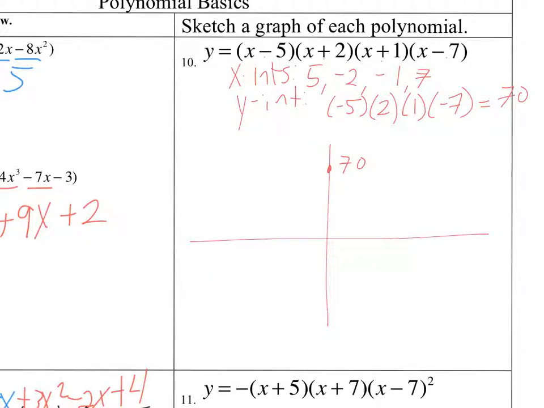I need positive 5, 1, 2, 3, 4, 5. I need negative 2, 1, 2, negative 1, and positive 7, 5, 6, 7. I'm going to start from my y-intercept. I know I've got to go through there. I've got to have some nice smooth curves connecting these things. And I might do something that looks like this. With 4 pieces, it should make sense. We get a W as our answer.